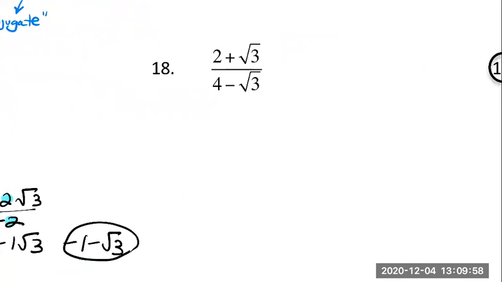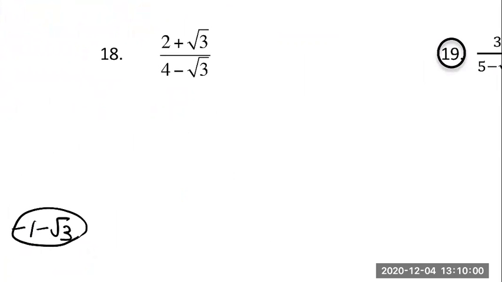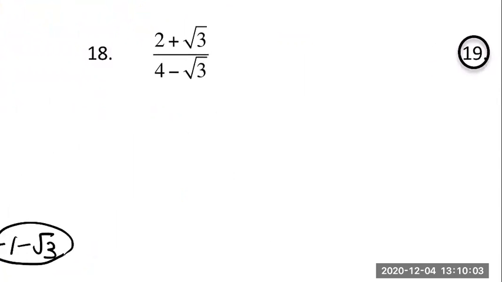Let's look at another example. I'd encourage you to pause the video and see if you can figure out what's the conjugate. For this one, what do we multiply the top and bottom by? The conjugate is the opposite of the denominator, the opposite sign between the terms. So we're going to multiply the top and the bottom by 4 plus root 3.